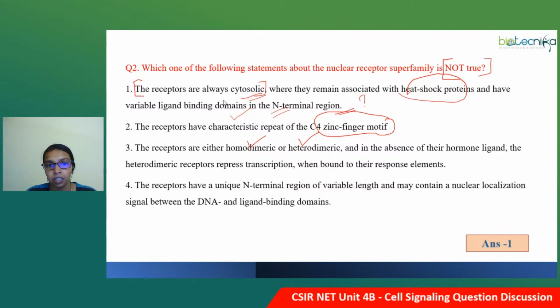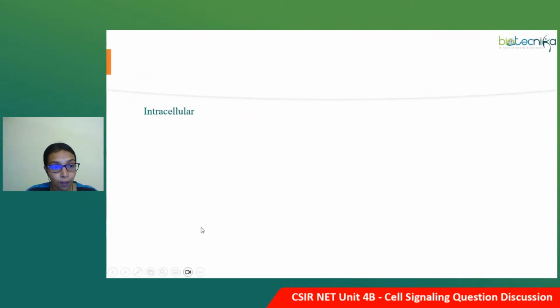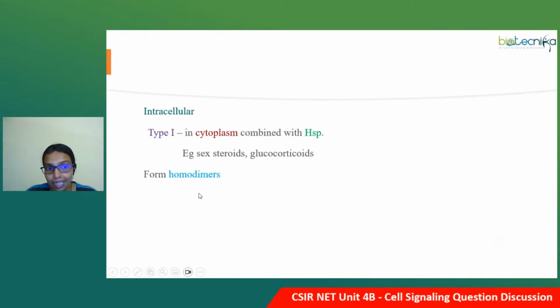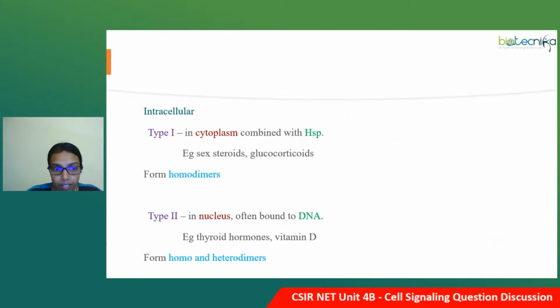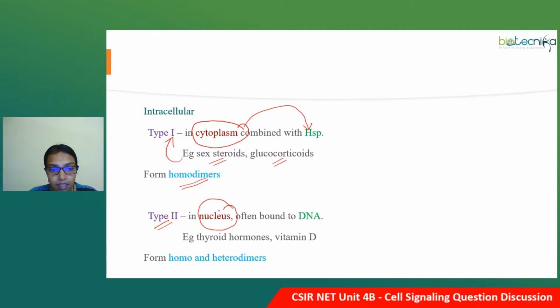Remember? Okay. So here it is. When we speak of intracellular receptors, we are having two categories. Type 1 is present in cytoplasm, usually combined with heat shock proteins. All the sex steroids, glucocorticoids fall under this category. And they are responsible for forming homodimers. That means same molecule will undergo dimerization. When we speak of type 2, these kind of receptors are present in the nucleus and they are directly bound to DNA.